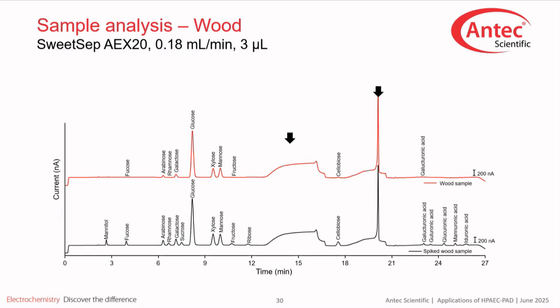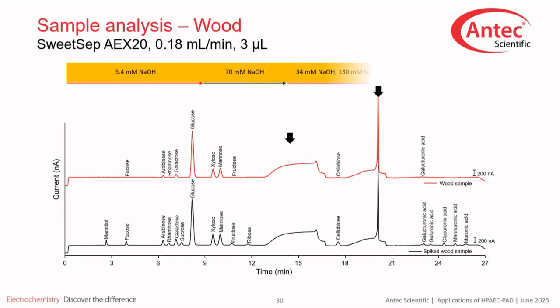So the injection of such hydrolysis is shown on the following two slides. Let's start with the analysis of the wood hydrolysis. What we do is we take the SweetSep AX20 and apply a gradient. It begins at 5 millimolar sodium hydroxide, initially ramping to 70 millimolar hydroxide at 9 to 40 minutes, being followed by the shown sodium acetate gradient to elute the more strongly retained uronic acids.